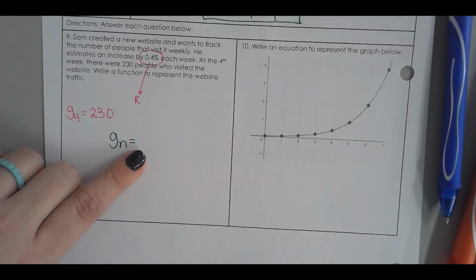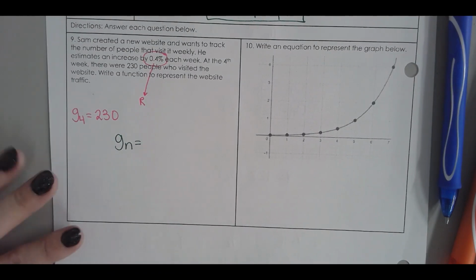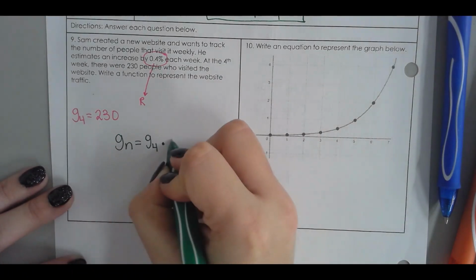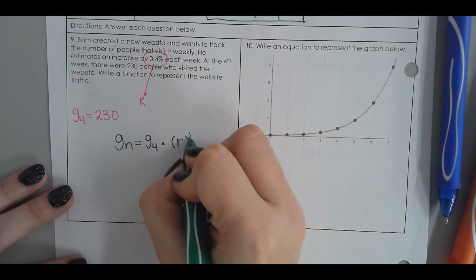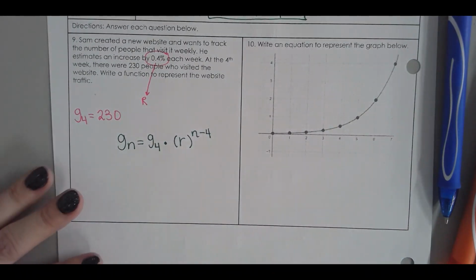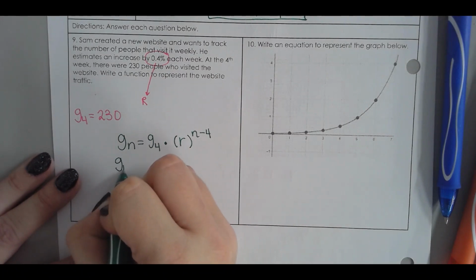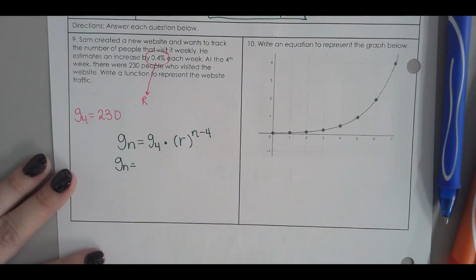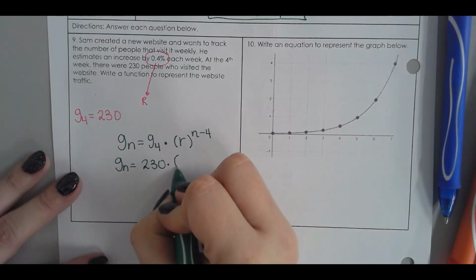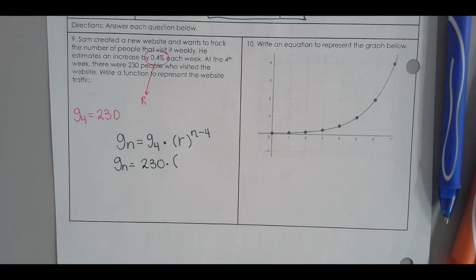What do I put here? G what? G4. Yeah, don't put G1. I don't have G1. G4 times r, and then I would have n minus 4 in the exponent. G4 is 230. What's my r?